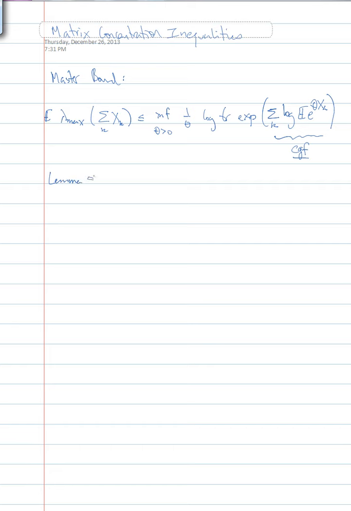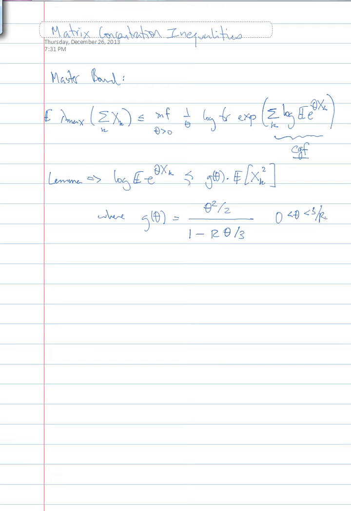So the lemma implies that the log of the expected value of e to the theta Xk is, in the semi-definite order, less than, again we'll use just a placeholder here for that expression, g of theta times the expected value of Xk squared, where g of theta is that complicated expression that we derived: theta squared over 2 divided by 1 minus r theta divided by 3. And this only holds for theta bigger than 0 and less than 3 over r.